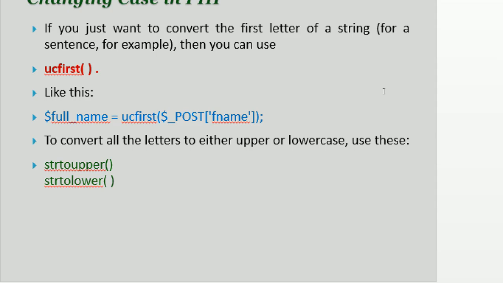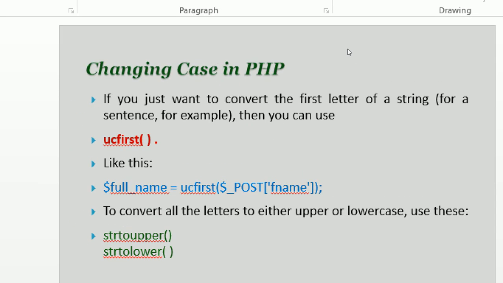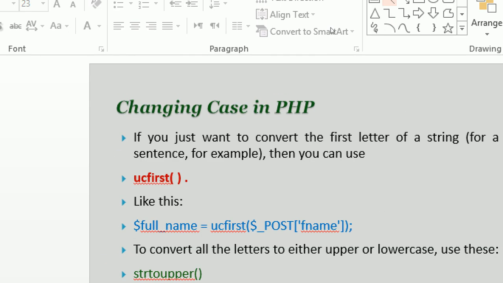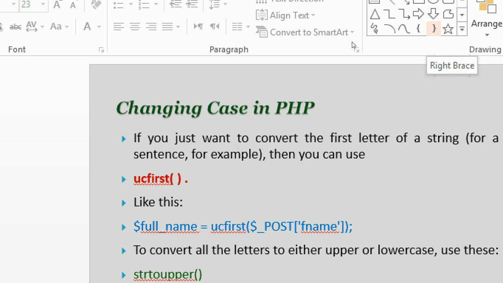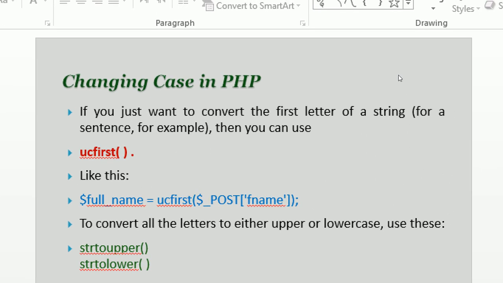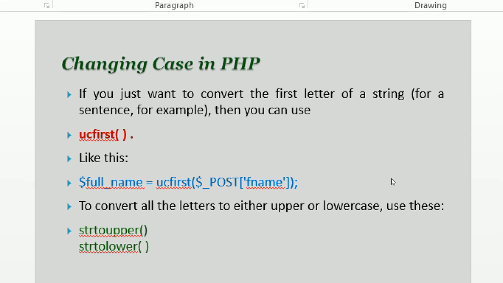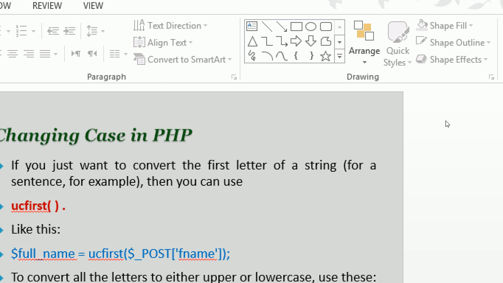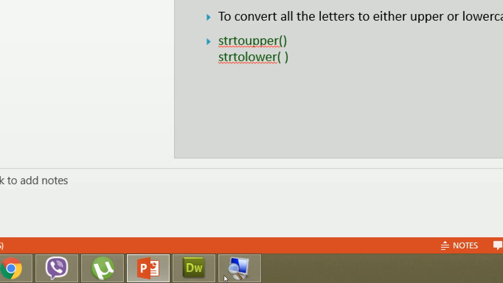Now let's come to one more control. If you just want to convert the first letter of the string, clear? Now I will enter the complete name. So you will see that only the first letter of the string will be changed, not every word. So we will use ucfirst, and lcfirst. I will show you the function of both of them. Clear? So let me show you.